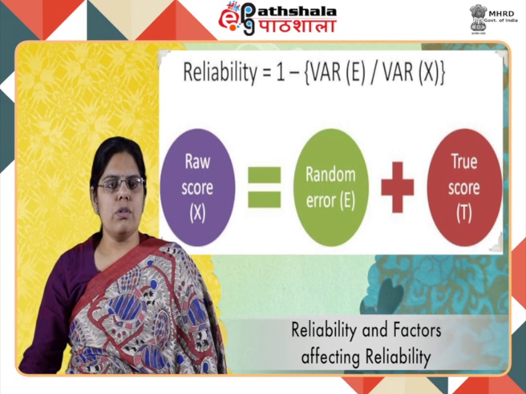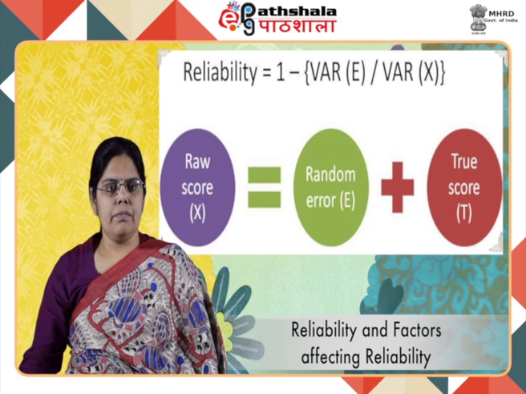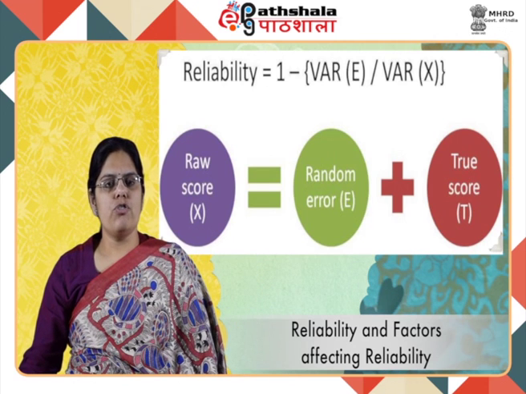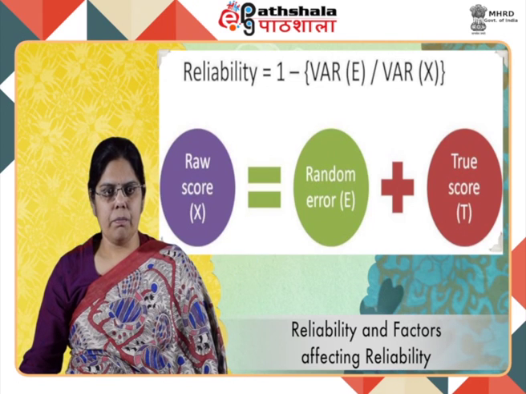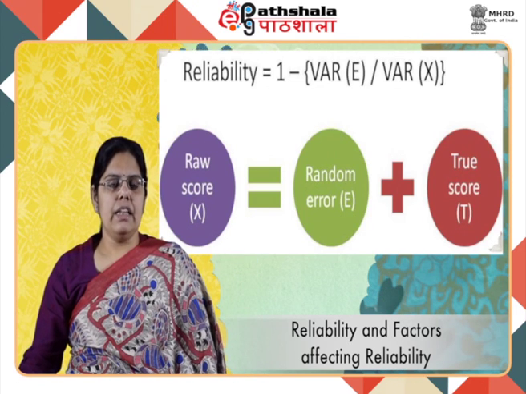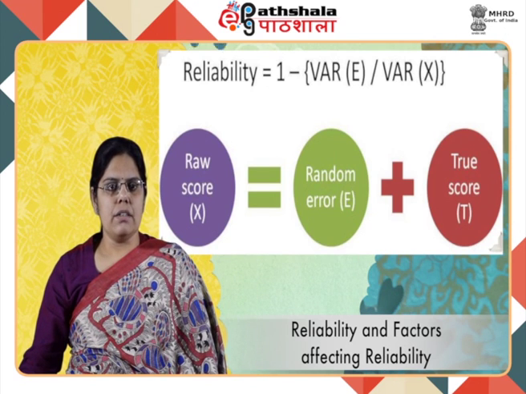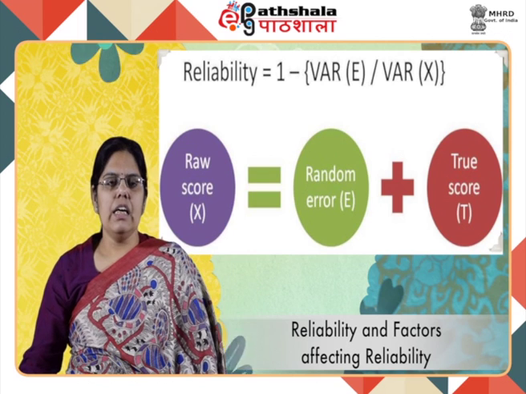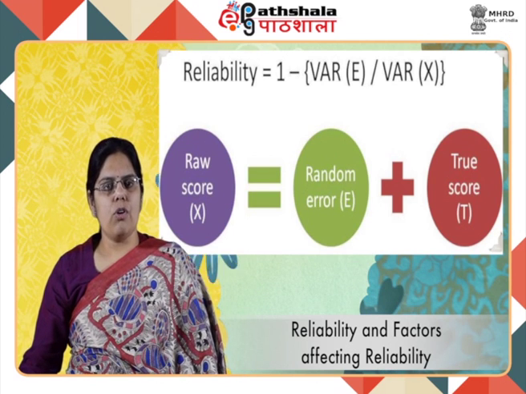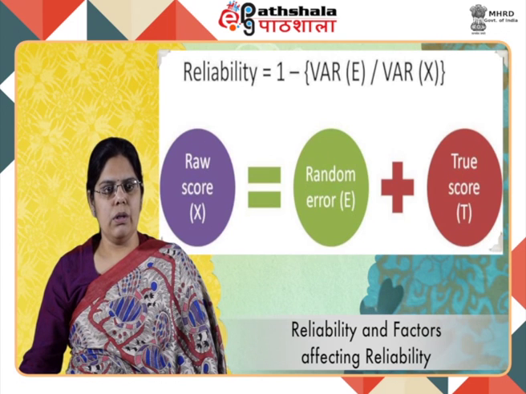Consider raw score as X on a test. It is made up of true score capital T and random error E. If these are the symbols, then reliability can be denoted as 1 minus variability of E upon variability of X. It is to be noted that the less the random error, the more the raw score represents the true score. More will be the reliability of the test.